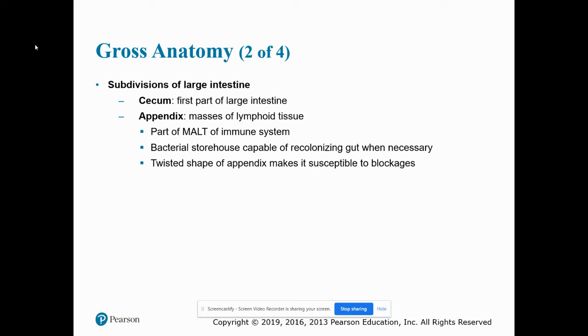There are subdivisions of the large intestine. The cecum is going to be the first part of the large intestine. Coming off the cecum is the appendix, which we talked about in the lymphatics chapter. There are masses of lymphoid tissue in the appendix as part of a MALT of the immune system. In addition to that, it also stores bacteria that are capable of recolonizing the gut if necessary. And the twisted shape of the appendix makes it susceptible to blockages.